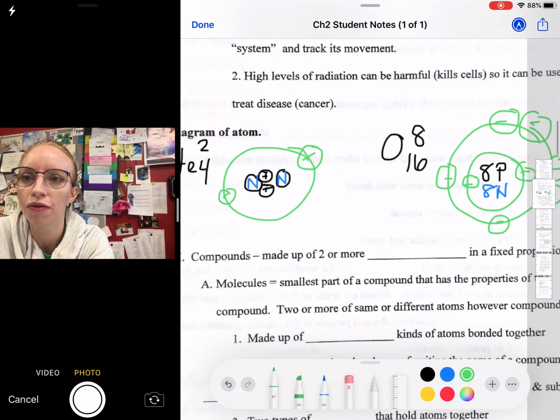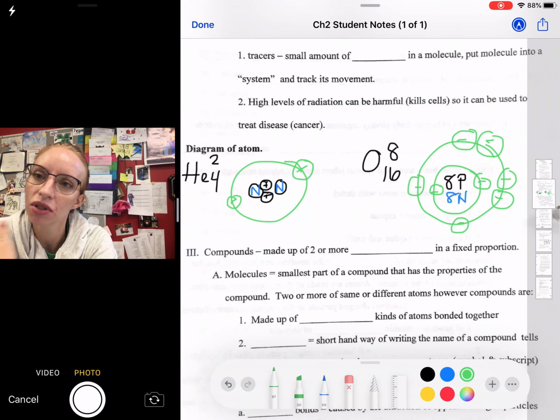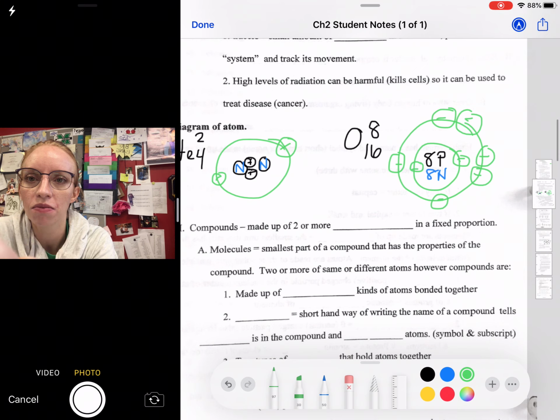Helium has a full outer shell, even though it only has 2, because the first shell fills with 2, so it's not going to be reactive. It's considered a noble gas. But oxygen over here is missing 2 electrons to fill up its outer shell, so it will either receive electrons to fill up to 8, or it will share electrons to also get to 8.